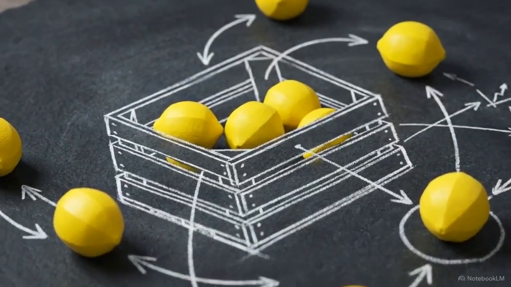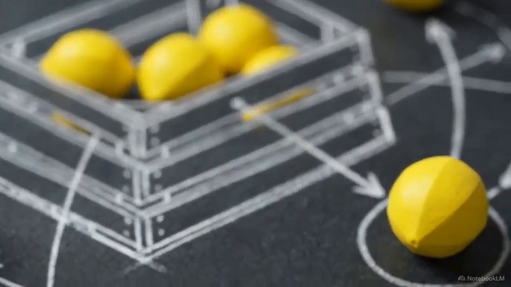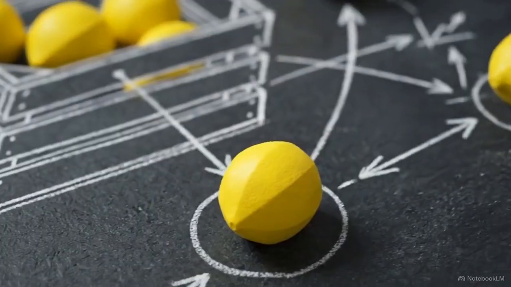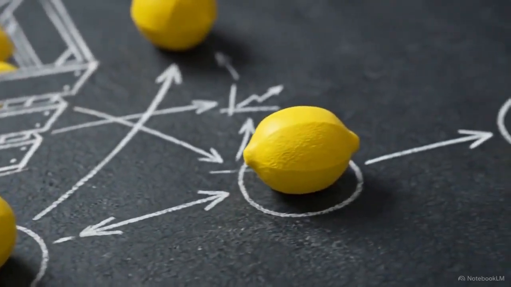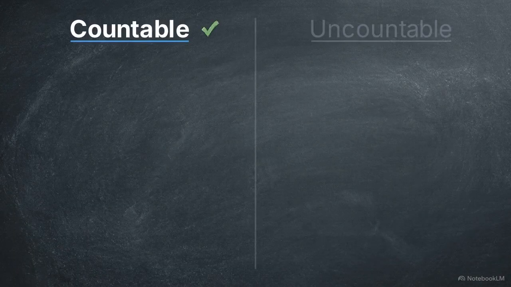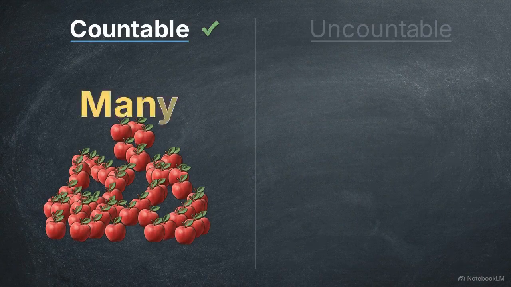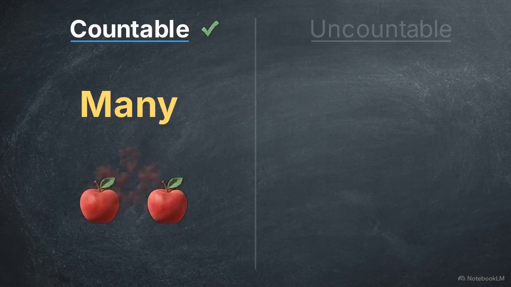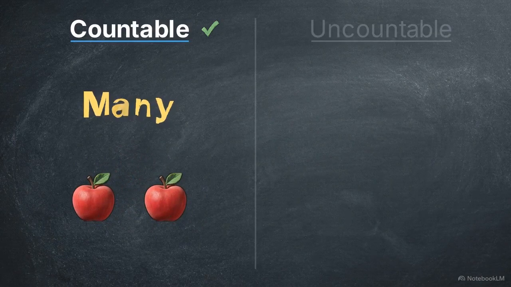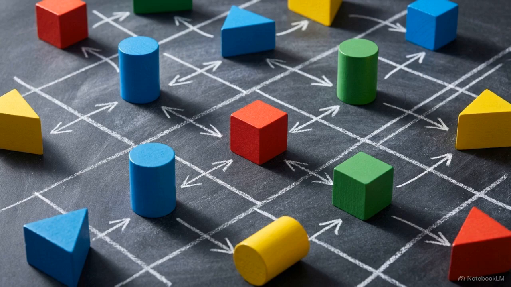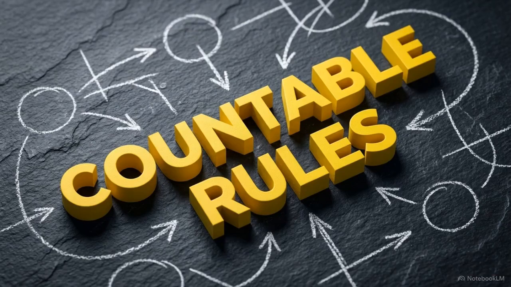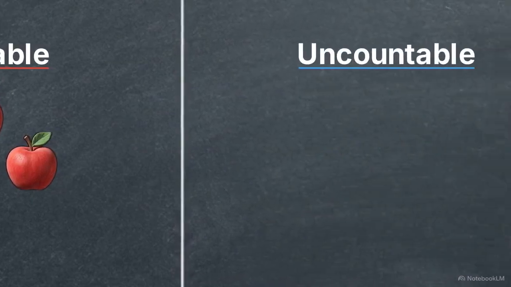Countable things all share one specific trait. They have distinct individual shapes that you can physically separate from one another. Once a word passes the test, your grammar rules are set. Whenever you have a large amount of these countable items, you use the word many, and when you only have a small number of them, you use the word few. If you can pull the items apart and number them one by one, many and few are the exact words you need to use.